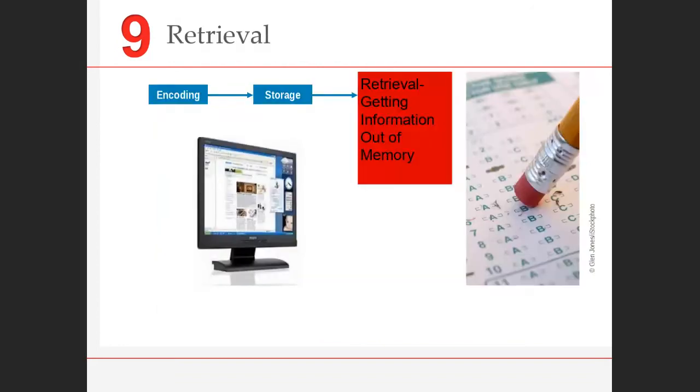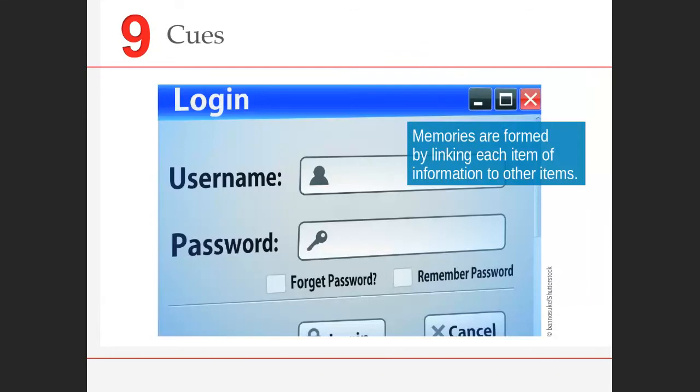So now we've got information encoded, stored, and now we want to retrieve it. And so why do we have issues sometimes with getting information out of long-term memory? First of all, we need to have cues to help us remember. And so that's why people, in their passwords, usually try to use common things to help them remember their passwords, because those are cues.